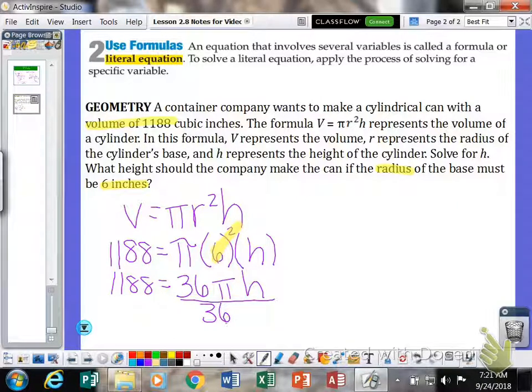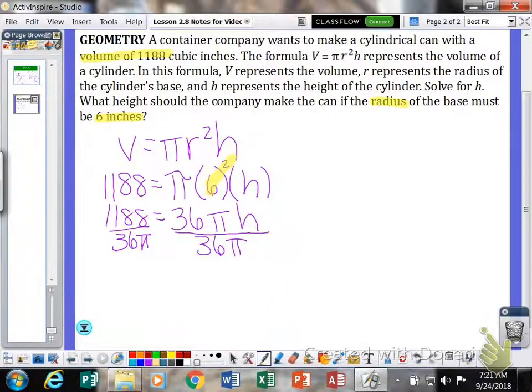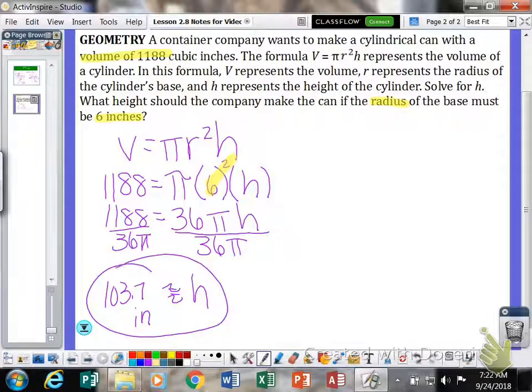Divide by 36 pi, divide by 36 pi, and we find that h would have to be approximately 103.7 inches for the height of the can. So when I type into the calculator, I type in 36 pi. I don't type in 3.14 because I want to try to get as accurate of an answer as possible.